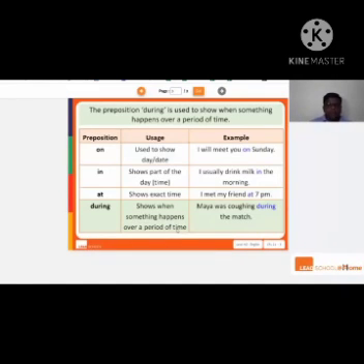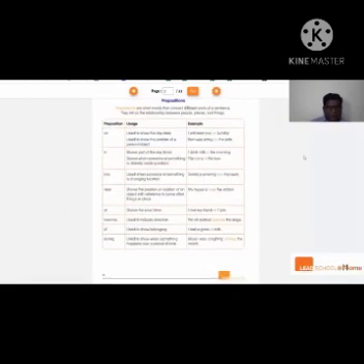When do we use the word during? Shows when something is happening over a period of time. As I explained, it's over a period of time. Okay, great. Now let's quickly recap a few prepositions.